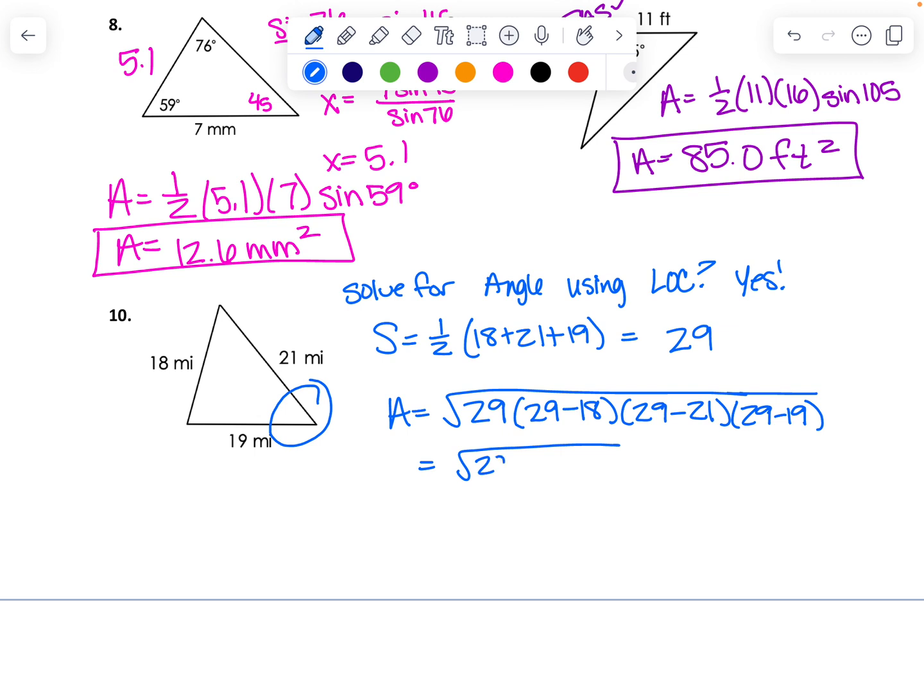which means I'm taking 29 times 11 times 8 times 10, which gives me 159.8 miles squared.